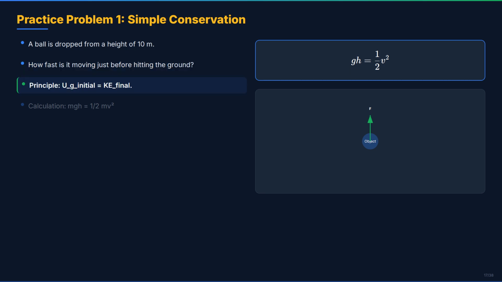The mass cancels out, leaving 9.8 * 10 = 1/2 v². So, 98 is equal to 0.5 v². Solving for v gives us 19.8 meters per second. Always remember to check your units. Since we started with meters and seconds, our final velocity is in meters per second.